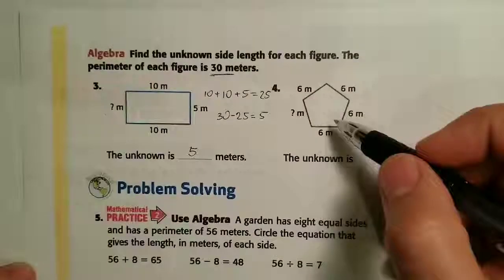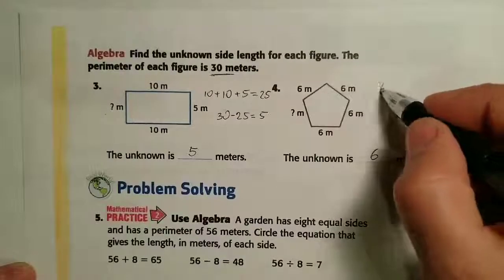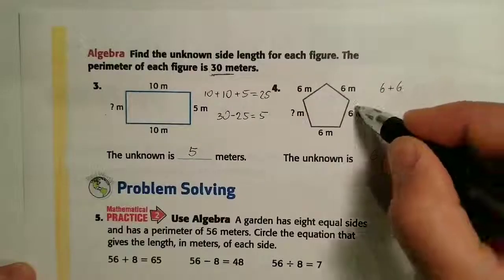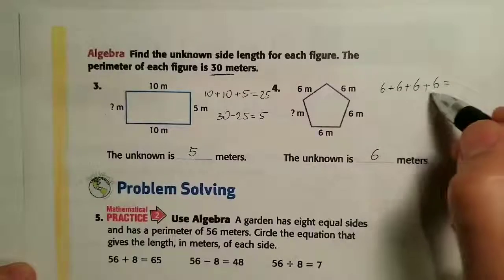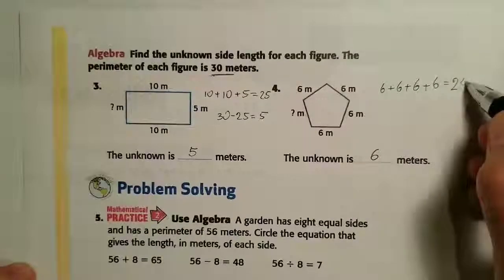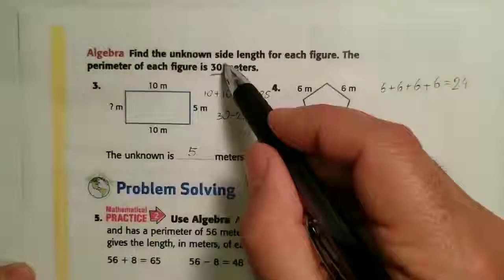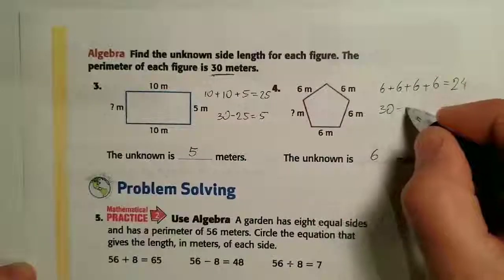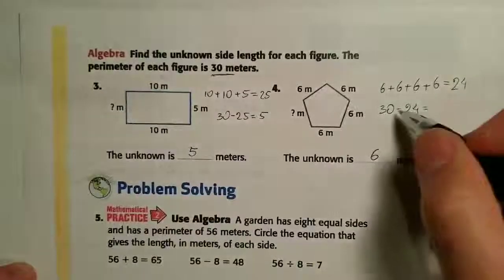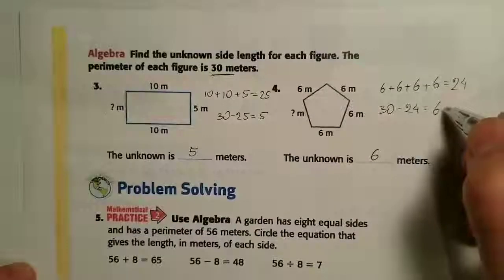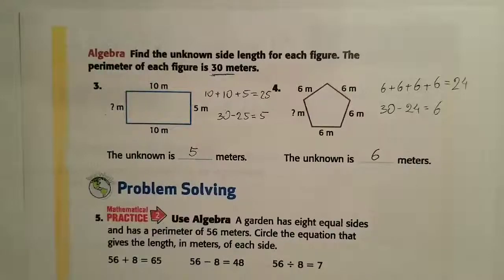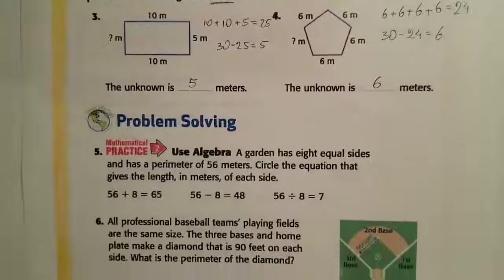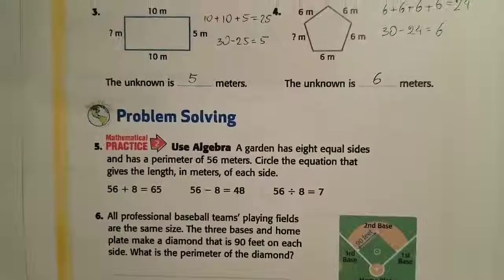But if we want to do it the long way, let's add this all up. So that's going to be 6 plus 6 plus this one plus this one. So 4 6s, that's 4 times 6 is 24, right? Yes. Now we subtract the 24 from 30. So 30 minus 24 is 6. And boom, there it goes. We did it correctly. All right. Now that we have that done, we can go to number 5, right?